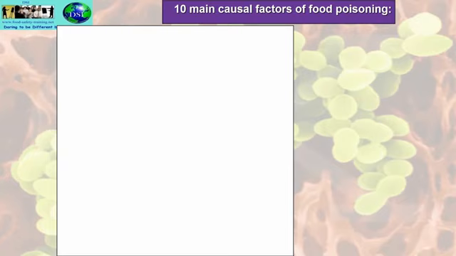And that's the last of the food poisoning bacteria, so quite a lot of information given there. As I say, use the notes that have been provided to read up on them a bit more before the exam. 10 main causal factors of food poisoning. These are the top 10, and these seem to be the top 10 every year, no matter when they're taken.